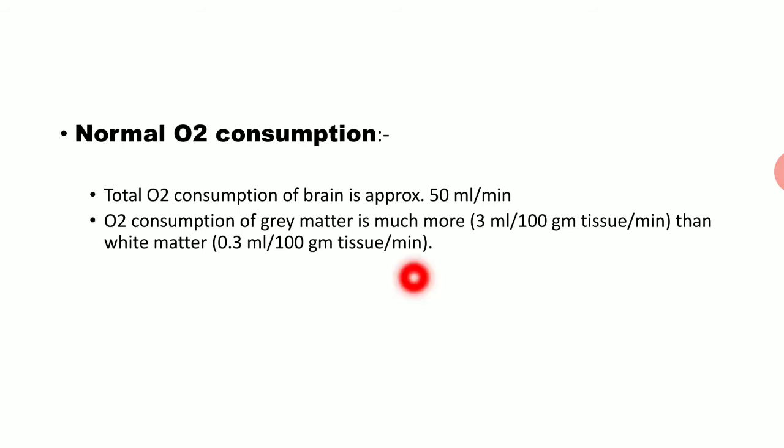Normal oxygen consumption. Total oxygen consumption of the brain is approximately 50 ml per minute. Oxygen consumption of grey matter is much more, about 3 ml per 100 gram tissue per minute, than white matter, which is only 0.3 ml per 100 gram tissue per minute.